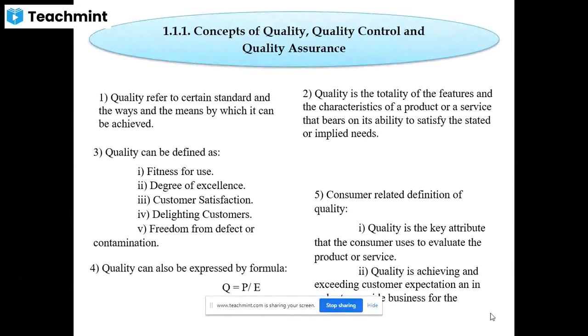For this purpose they are using different kinds of seeds, they are using different sorts of fertilizers, and nowadays the very popular word going on is nothing but organic farming. Why is it there? To maintain the quality of the food. Means quality is referred to a certain standard, or say way, or you can say a means by which it can be achieved.